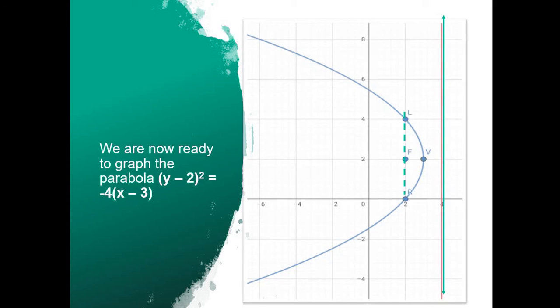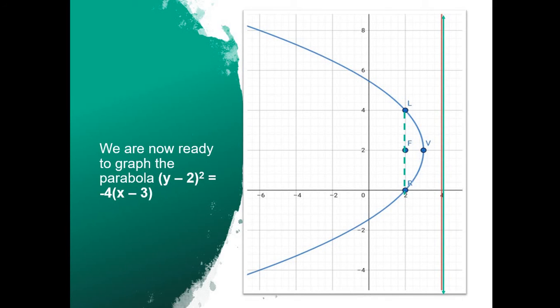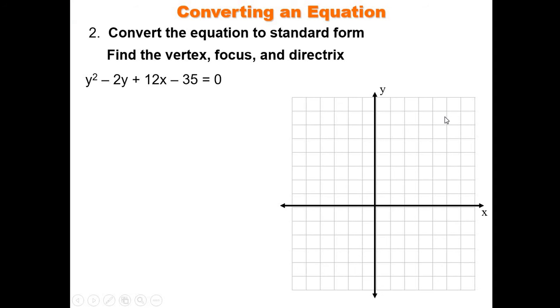So, we're now ready to graph the parabola. Y minus 2 quantity squared equals negative 4 times quantity x minus 3. As you can see, the parabola opens to the left. The vertex, focus, latus rectum, directrix. Okay? Let's proceed to number 2.